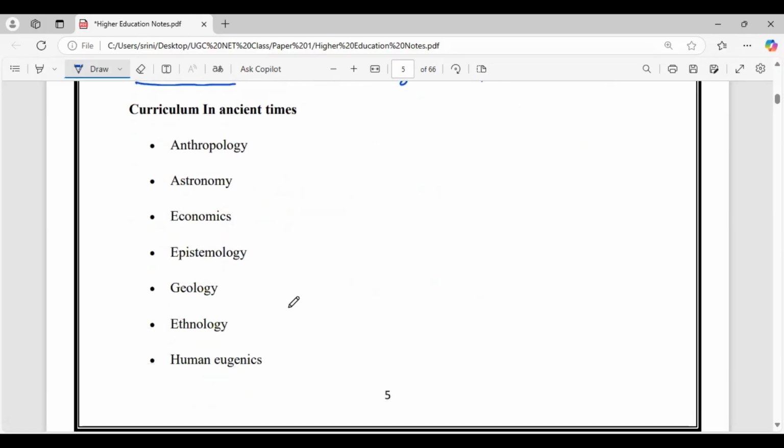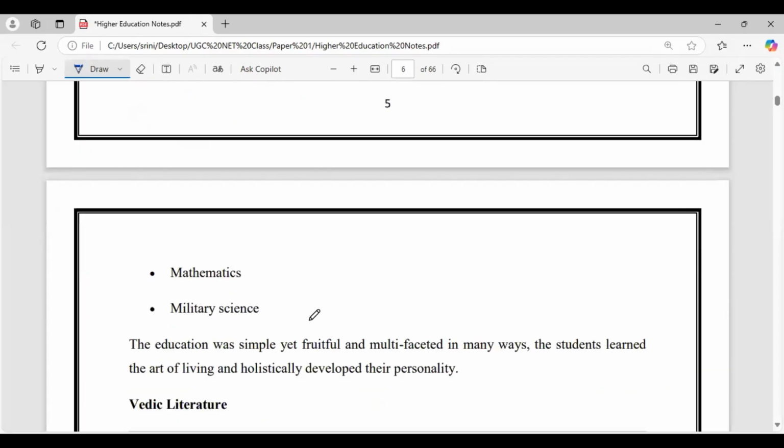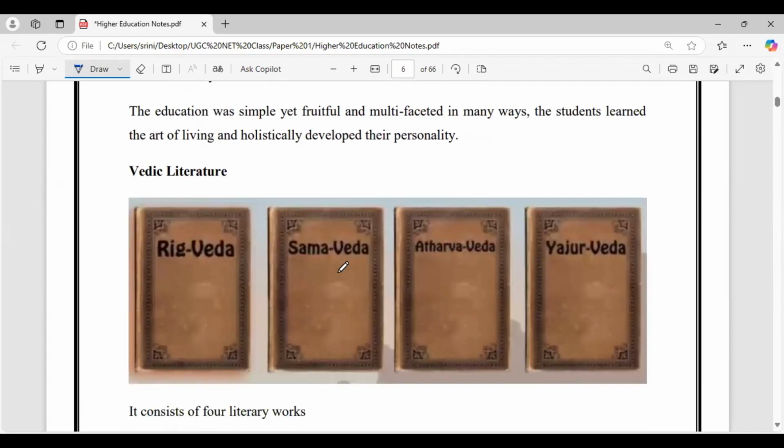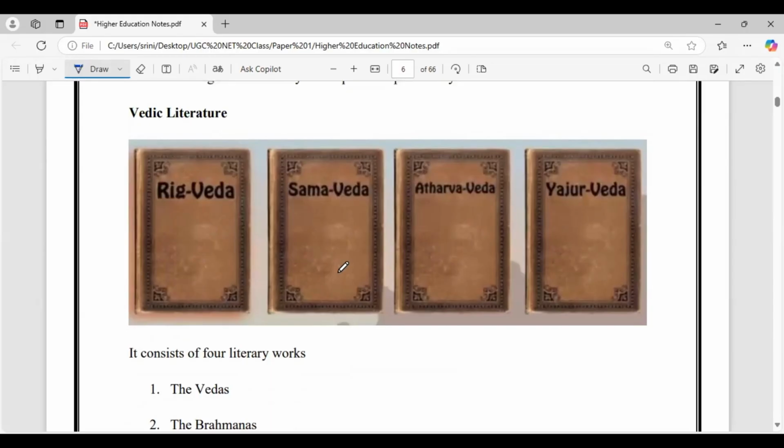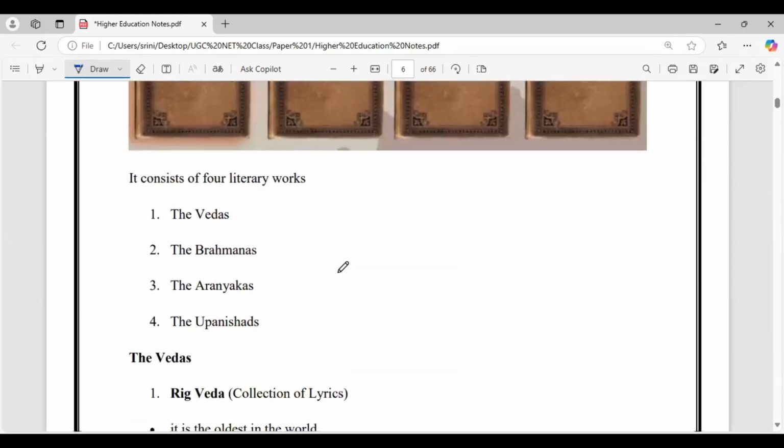What was the curriculum in ancient times? Anthropology, the study of humans and beings. Astronomy, economics, epistemology, geology, ethology, human agencies, mathematics, and military sciences. Vedic literatures: there are 4 Vedic literatures we know. Rig, Yajur, Sama, Atharva Vedas.